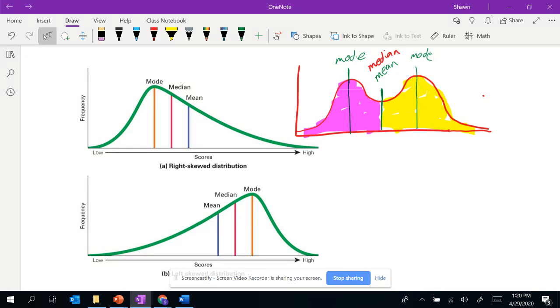So here we have modes that are different, but the mean and the median are the same. So you can have that as well. There are a lot of different ways, but this would not be considered a normal distribution. This would be a bimodal distribution. Here's our skewed distribution. If you have all three line up, then it's going to be a normal distribution. Once you feel comfortable with this, try writing the quiz.